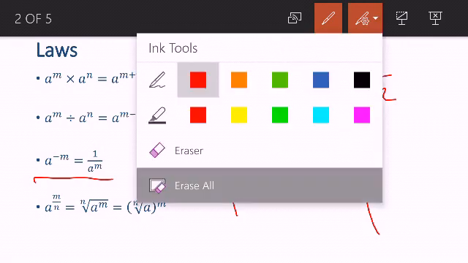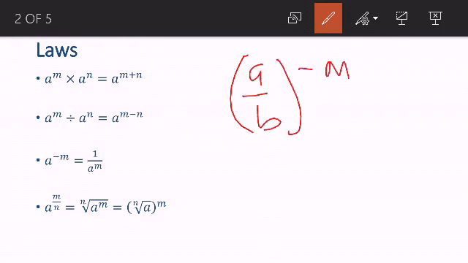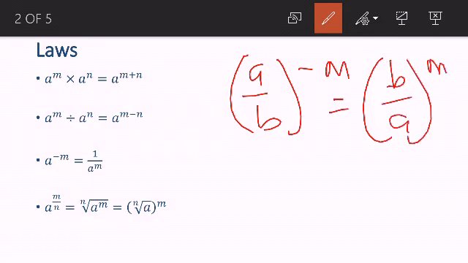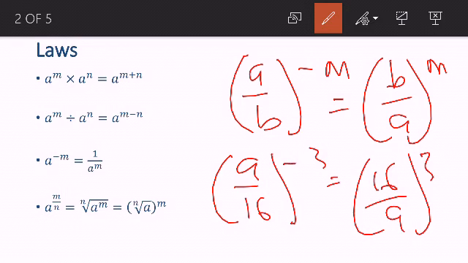Now I will also want to say this, that the negative index rule can invert a fraction. That means if I have a over b raised to power minus m, it is the same thing as saying b over a all raised to power m. Okay, that means it has an inverting power. Just like if we have, let's say, 9 over 16 raised to power minus 3, it is the same thing as saying 16 over 9 raised to power 3. Okay, that is it for the negative index law.